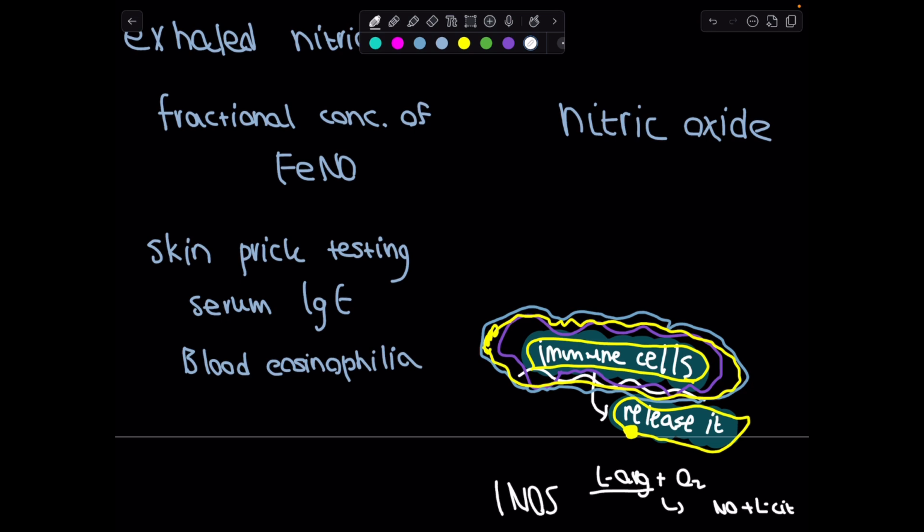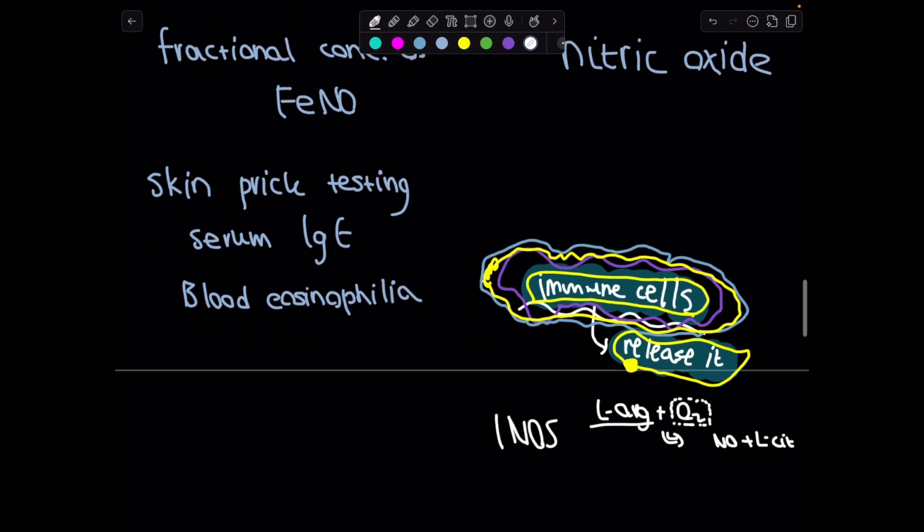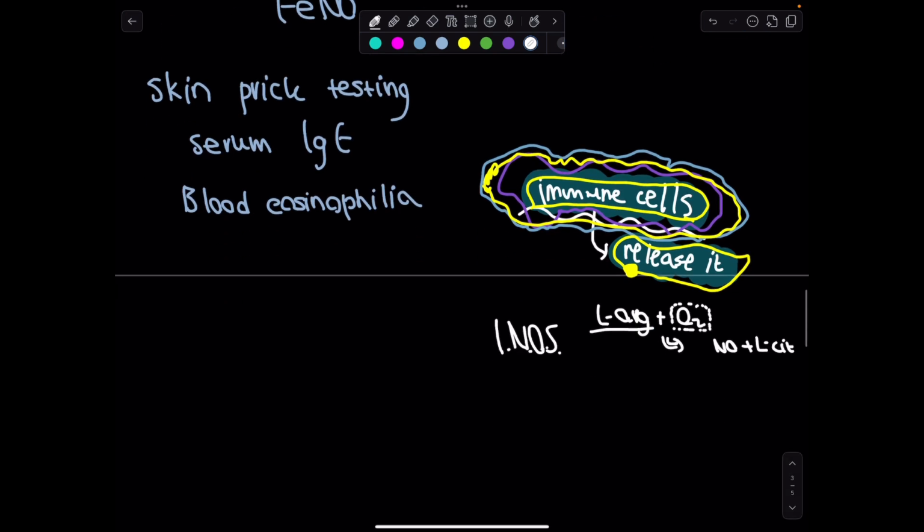L-arginine is an amino acid naturally present in the body, found in the cytoplasm of immune cells like eosinophils. It's sourced from dietary proteins and synthesized internally, readily available for the inducible nitric oxide synthase, iNOS, enzyme to convert into nitric oxide during inflammation. Want me to explain how this ties into asthma inflammation or something else?